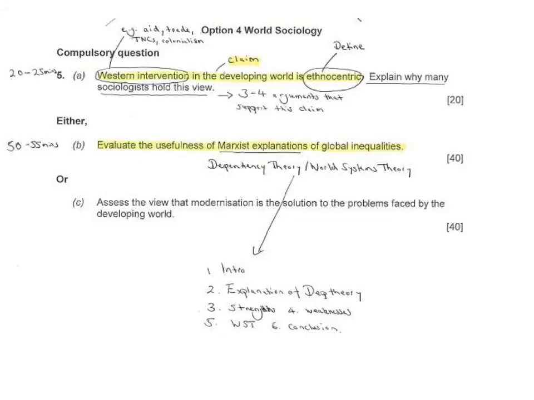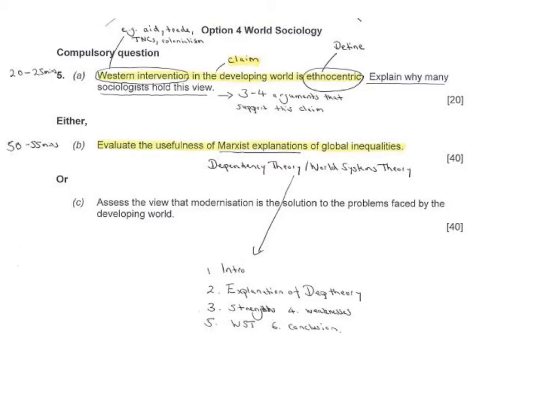So here we can see the layout for the world sociology section of component 3. Remember that you need to spend 1 hour and 15 minutes on this section of the exam, so half of your available time. And again, I would recommend about 20 to 25 minutes on the 20 marker and then 50 to 55 minutes on the longer 40 mark question.